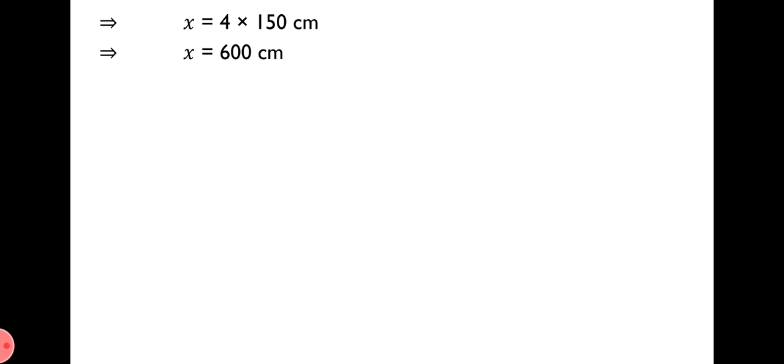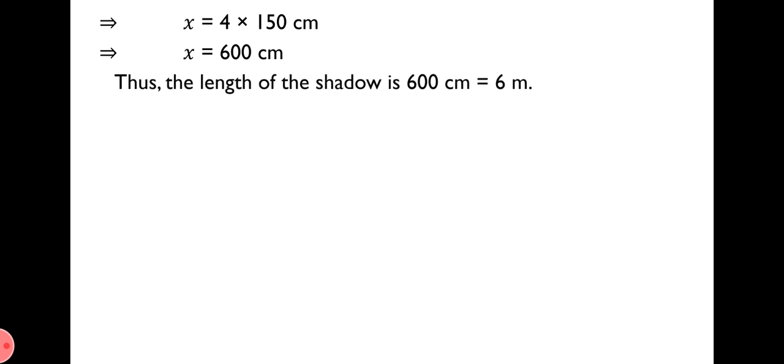So the length of the shadow of a pole 10 meters 50 centimeter is 600 centimeter. Thus the length of the shadow is 600 centimeter, that is equal to 6 meter. Now another, we have to find the height of the pole if the shadow is given as 5 meter.